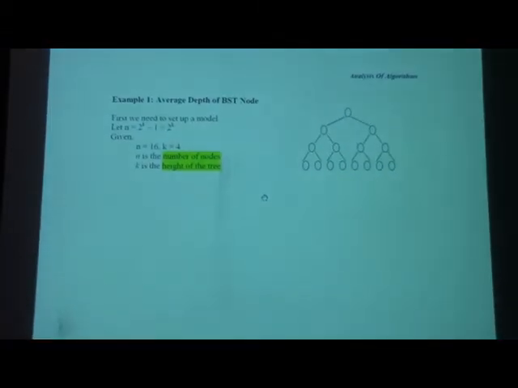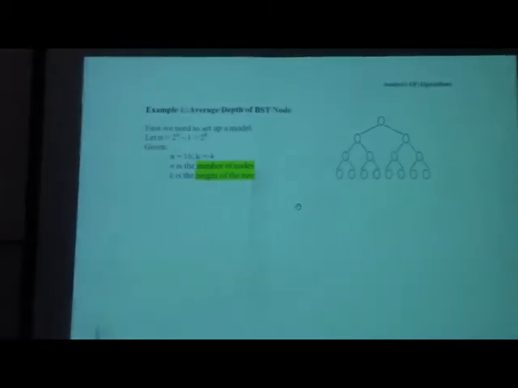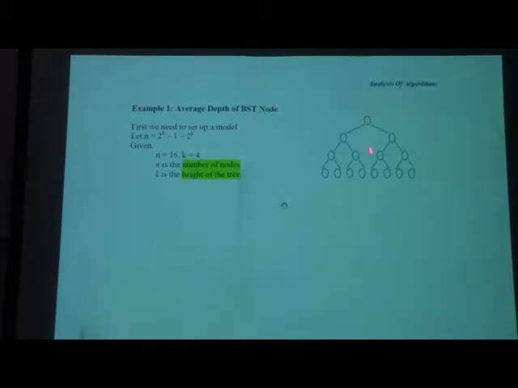First, we need to set up a model. We want to find out what is the average depth. When we talk about the depth of a node, it is essentially how many edges away from the root. If you are the root, how many edges from the root? 0. So the depth of the root is 0. The depth of the children of the root, both of these guys, is 1, and then 2, and 3.